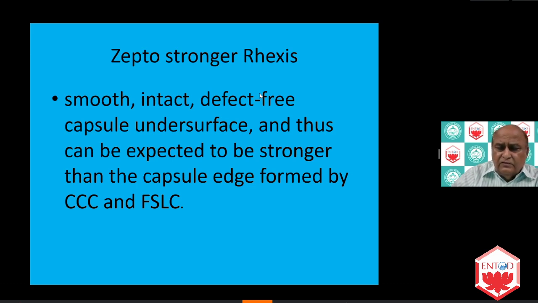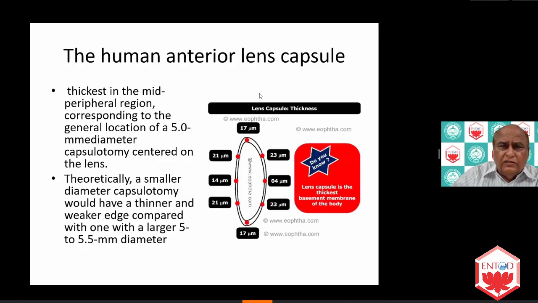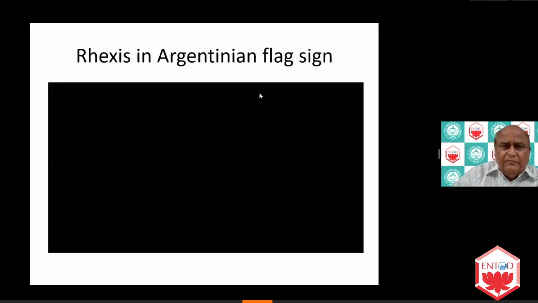It makes the size that you want, you can do it. I'll skip this. Now, many a times it happens that in corneal opacities, when you have an Argentinian flag sign, for prevention of that, you do femto.